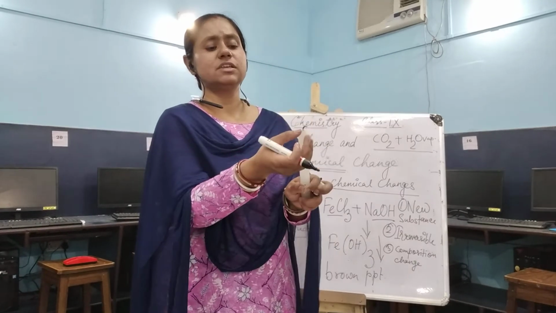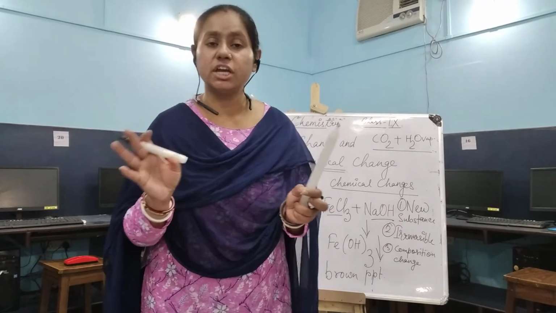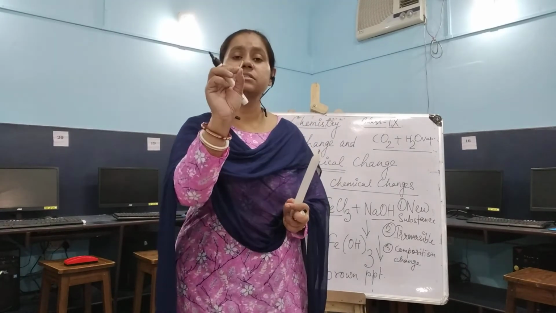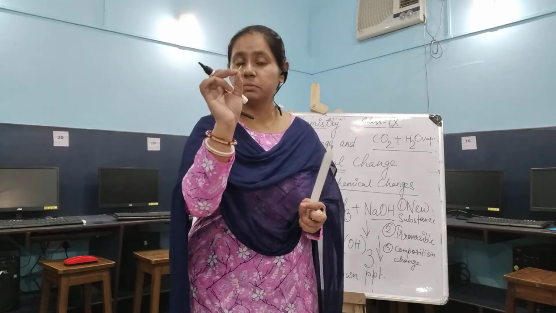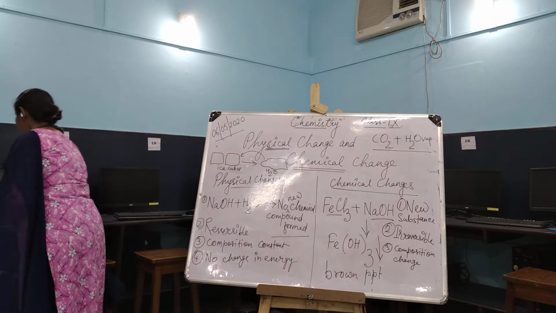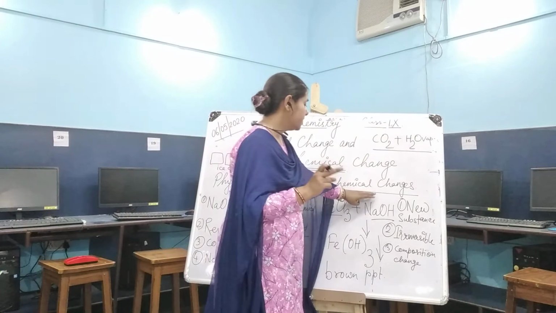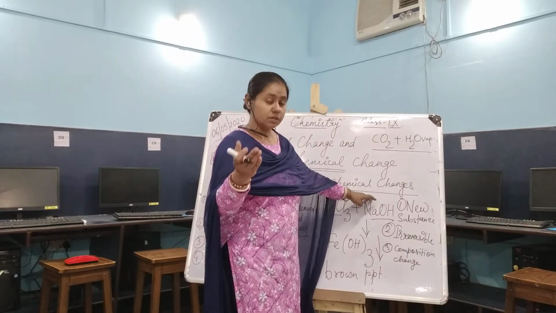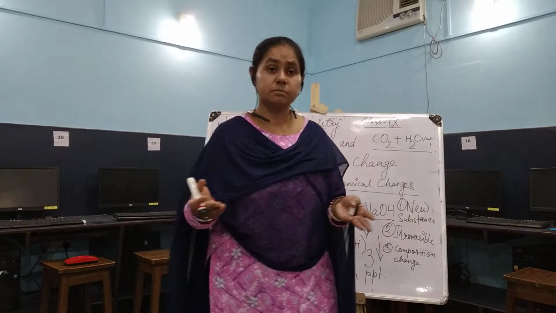Now, melting of wax. Once the wax has melted, it solidifies again. So, there is no change in the chemical composition. But for this matchstick, once it has burned out, I cannot burn the same matchstick again. So, that is why burning of a matchstick is a chemical change, because it is irreversible.